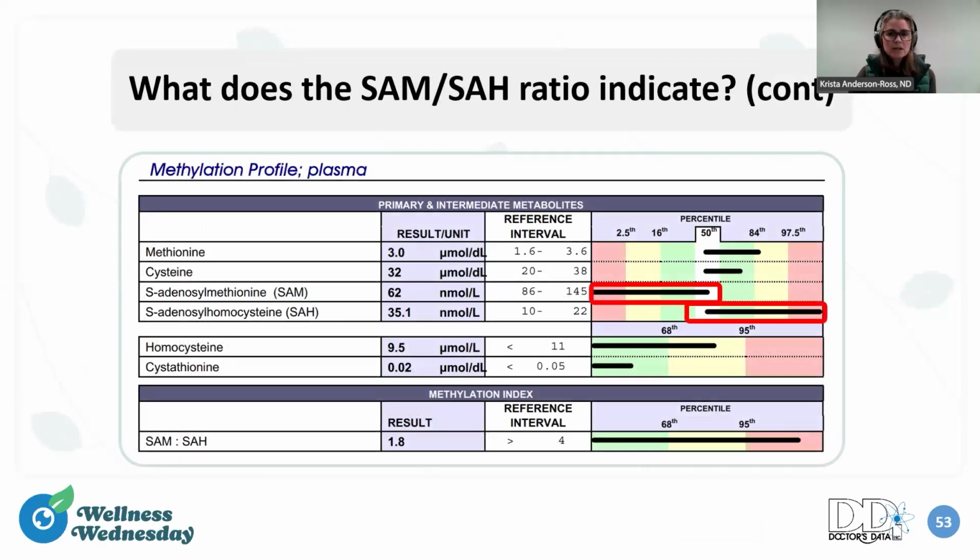So here you're seeing SAH is running elevated. It's a potent competitive inhibitor to SAM, largely due to its structural similarity, because of that universal methyl donor group. When methylation reactions proceed, SAM donates its methyl group and it's converted into SAH, as we saw in the previous slides. And if that SAH accumulates, it's going to block further methylation reactions. So this is an undesirable ratio because it's less than 4. We really want to see it above 4.